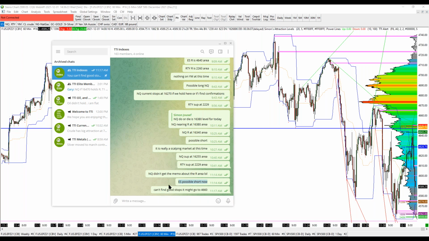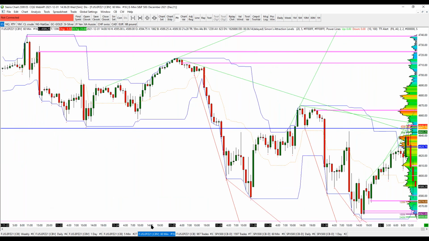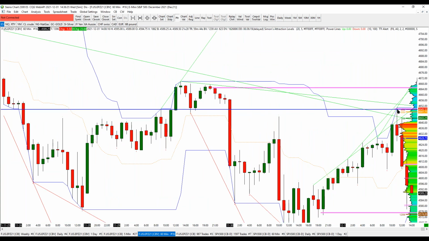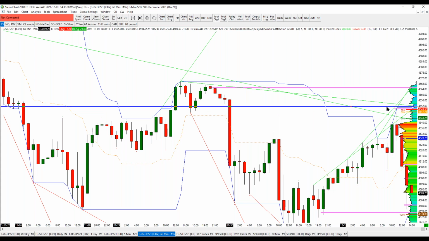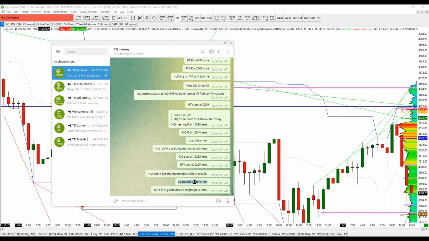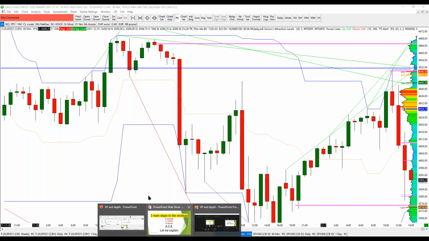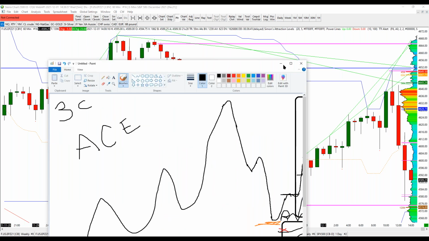I said ES possible short now, and that was, if I look at the hourly, right here, folks, the top of the move. My level was just above it, a few ticks above it. It did not touch my level, and it started dropping, and I never touched it. If we look at your charts at 11:14 a.m. today, Eastern time, you will see the top of the day. But yet I did not bother with it, so I let it go.